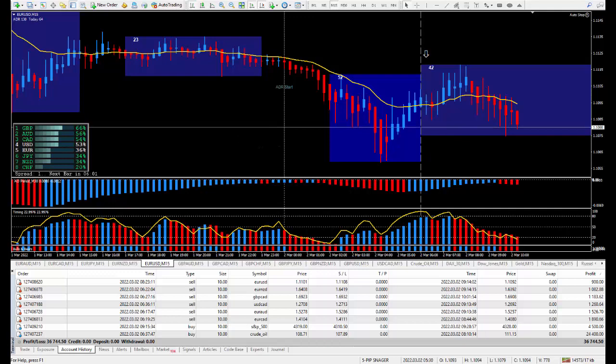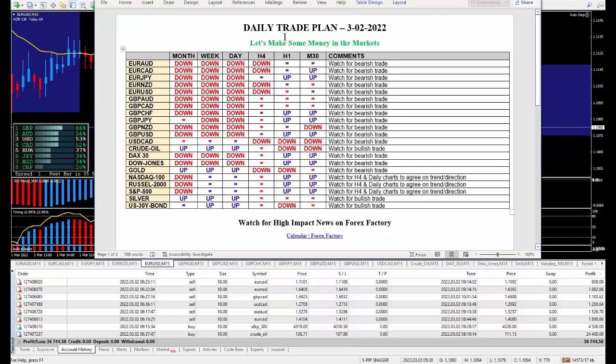Now we can take a look at that. Here it is, daily trade plan for March the 2nd. Now all of these trades here were taken directly from the daily trade plan. And of course these 3 here have to wait for the charts to line up and agree on the trend direction.